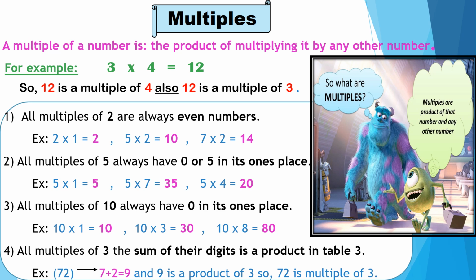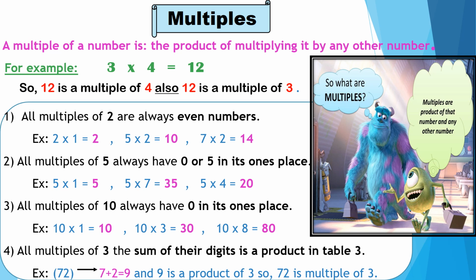Number 3: all multiples of 10 always have 0 in the ones place. For example, 10 times 1 equals 10. 10 times 3 equals 30. 10 times 8 equals 80. So 10 and 30 and 80, all of them have 0 in the ones place.